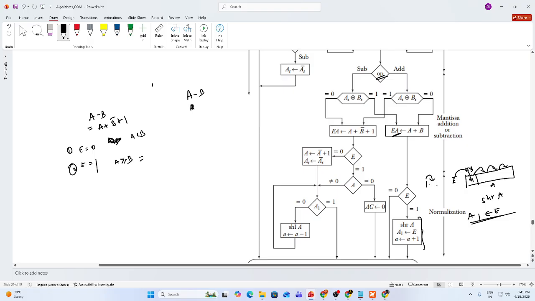So in this case, what do I need to do? I need to do A minus B. In this case, what do I need to do? I need to do B minus A. For example, if E equals 1, I get A greater than or equal to B, so I need to do A minus B. Already I did A minus B, very good, no problem.